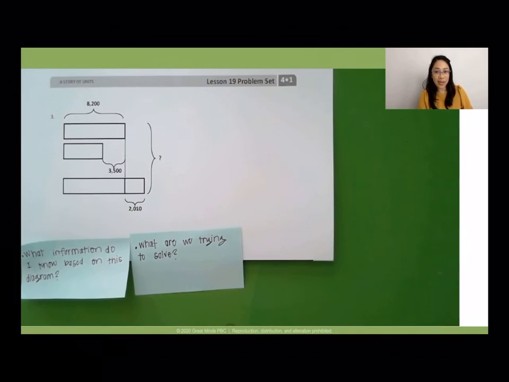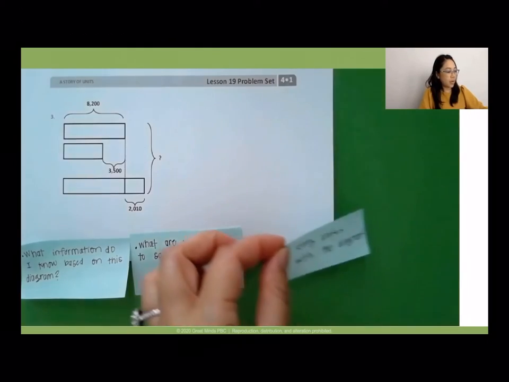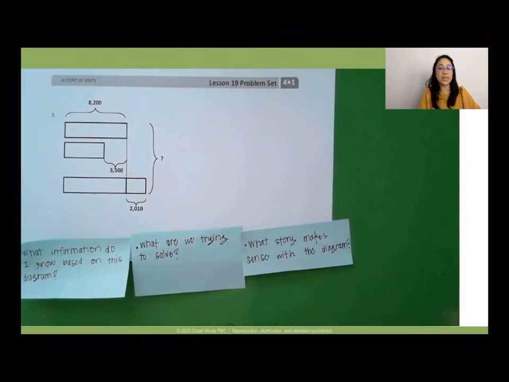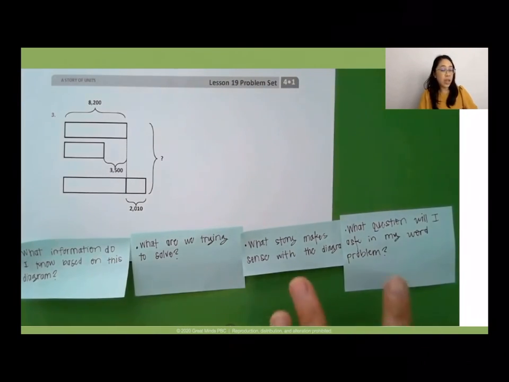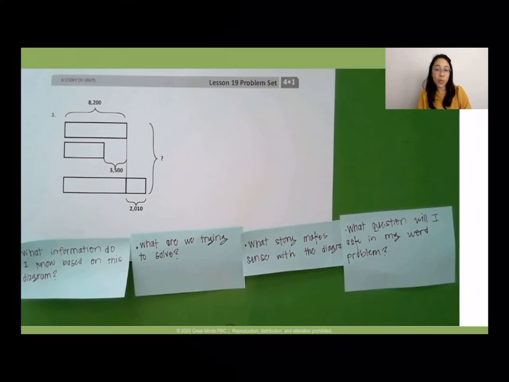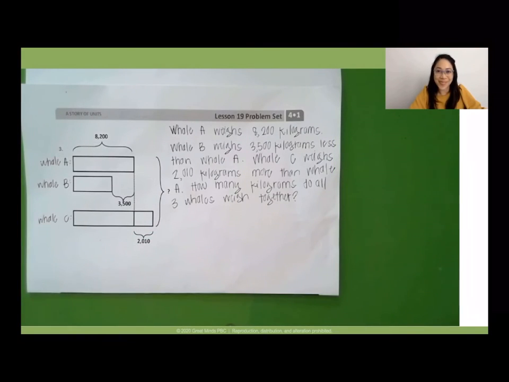Here's what I'd like you to do next. We're going to pause the video here, and I want you to come up with a story that makes sense with this diagram. Then you're going to think about what question will I ask in my word problem. So you're going to think about these two. Then I'd like you to actually write out your word problem that goes with tape diagram 3. We'll compare our word problems afterwards. How did you do?